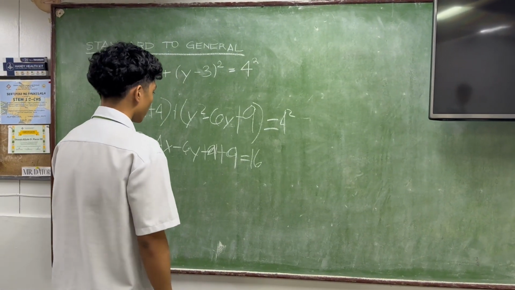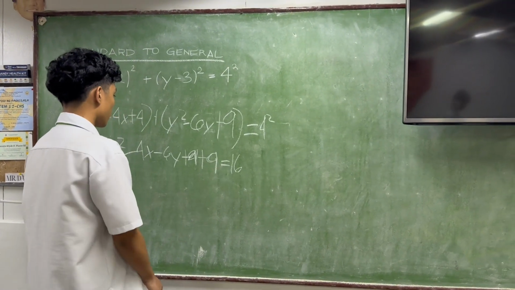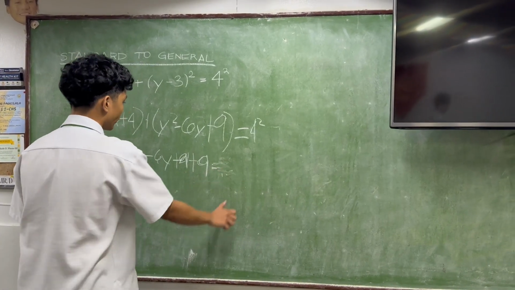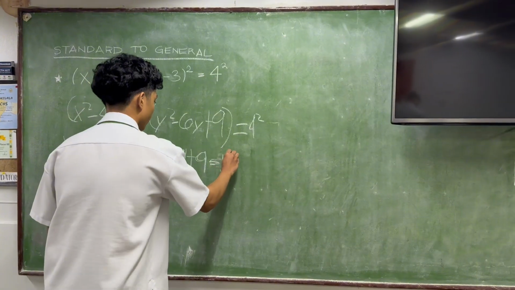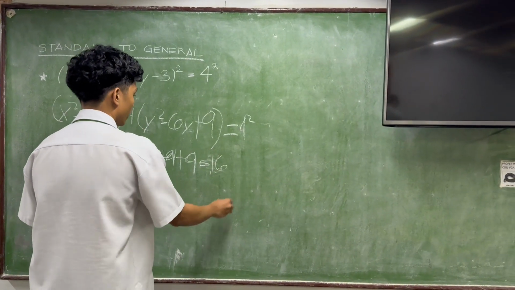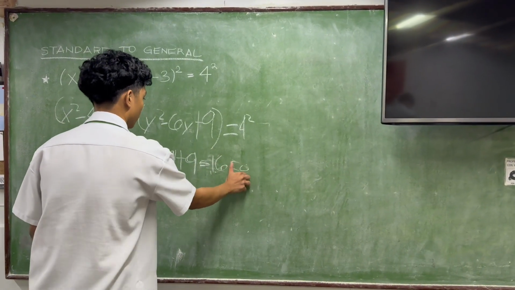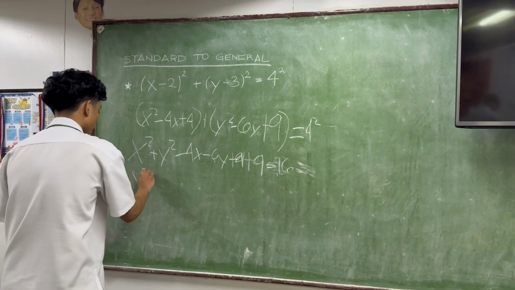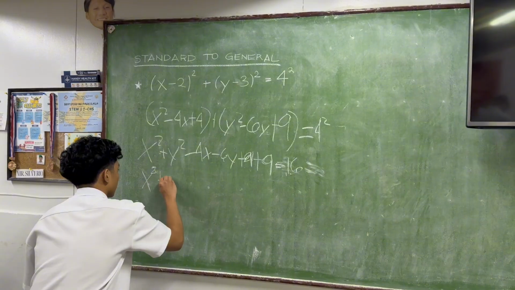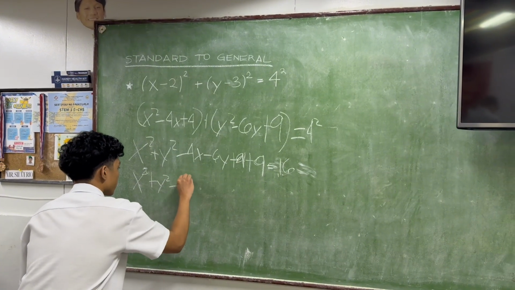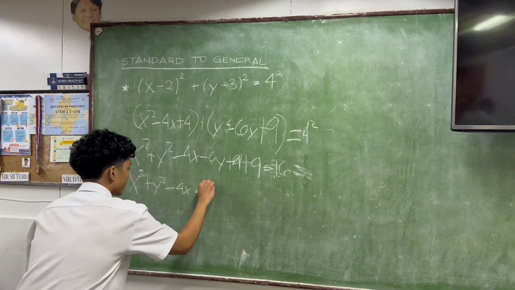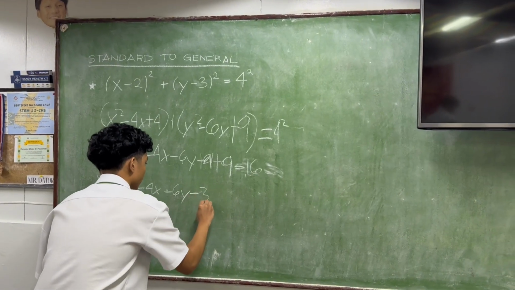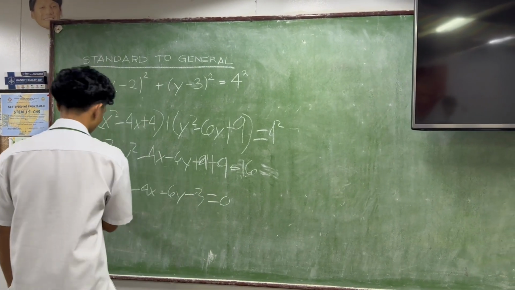Now, we can combine the like terms. 4 plus 9 is equal to 13, minus 16 because we place it on the left hand side. So x squared plus y squared minus 4x minus 6y minus 3 is equal to 0.